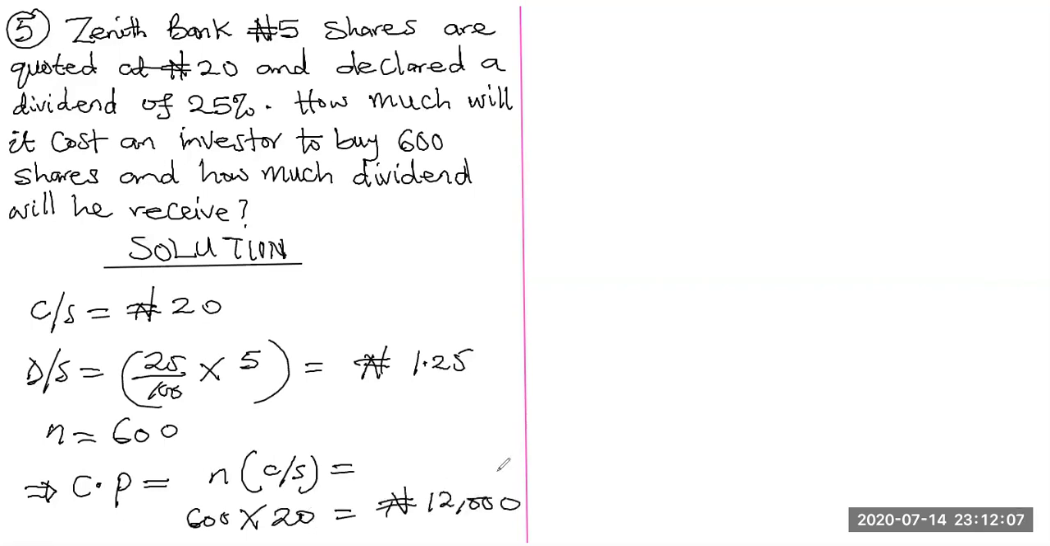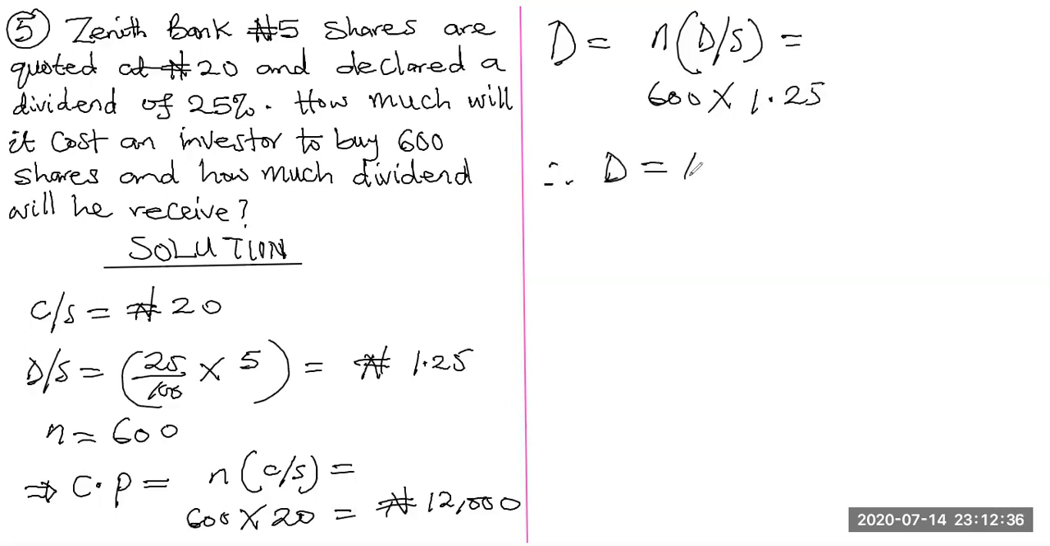So this is the cost price, and of course they ask us for the dividend. So we already have our dividend per share. Our dividend is going to give us the number of shares you bought multiplied by the dividend per share. That is 600 multiplied by 1.25 naira. Therefore, our dividend will give us how much now? 750 naira. Alright, so you can see that this is an interesting topic, very simple, very straightforward. Alright, so let's look at question 6.